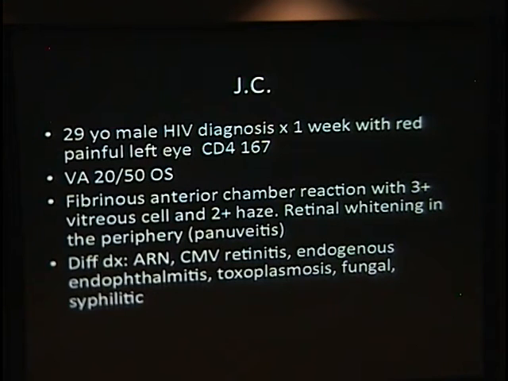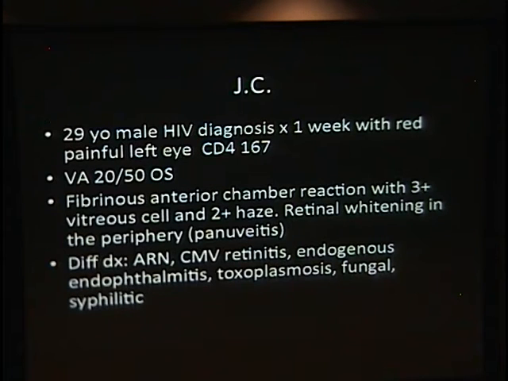Another patient, 29-year-old, came in with a week of a red painful eye, CD4 count low, 167, with HIV. He's only had HIV for a week, so this is a new diagnosis for him. His visual acuity is down to 20/50. He has a really exuberant anterior chamber reaction. He has fibrin in his anterior chamber, 3+ vitreous cell, 2+ haze, retinal whitening. So again, all chambers involved. This is a patient presenting with panuveitis.